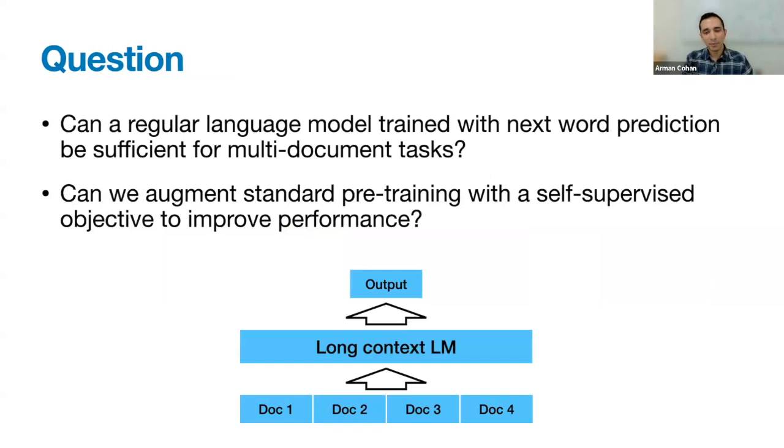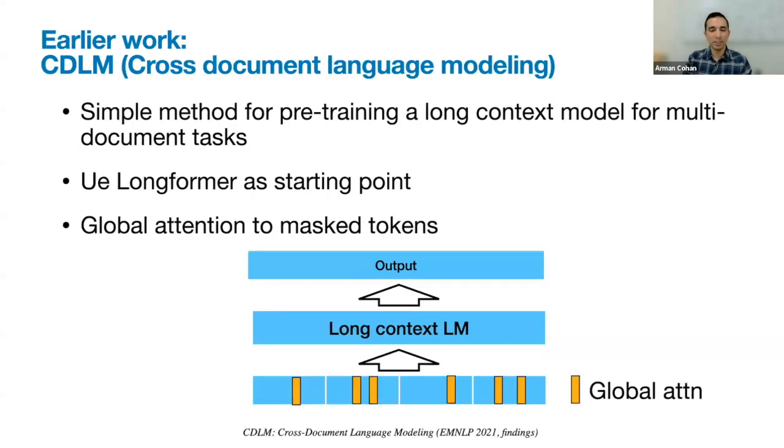However, the main question is, still a lot of these transformers are trained with the regular next word prediction objective. And the question that we're interested in is, are these type of objectives actually optimal for multi-document summarization, or can we use other types of self-supervised objectives to improve performance for this type of tasks? So in an earlier work, which we called cross-document language modeling, we showed that actually this might be possible.